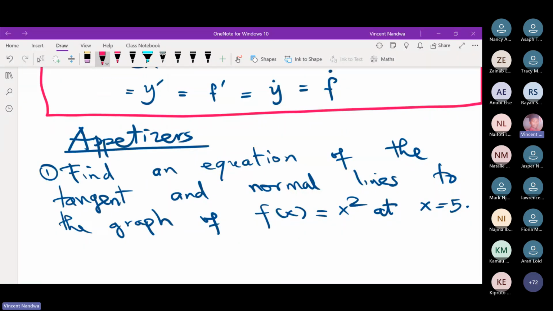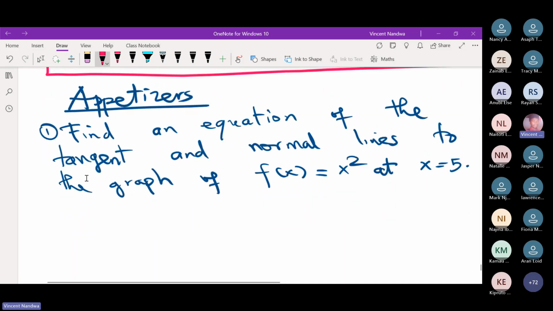So what you need to do is to get a point, the value at x equals 5, and then get the derivative at x equals 5, then substitute into the point slope form equation of the tangent line and normal line, then simplify to write your answer in the form y equals 10x plus c. So solution.